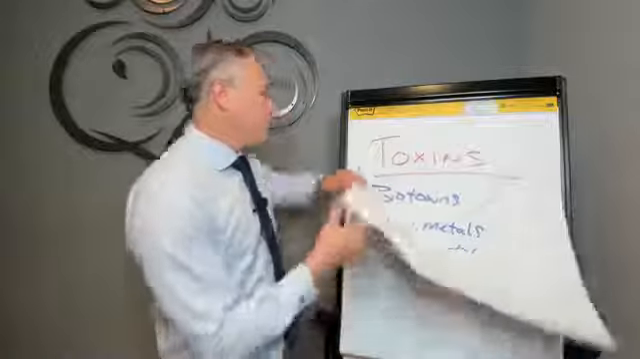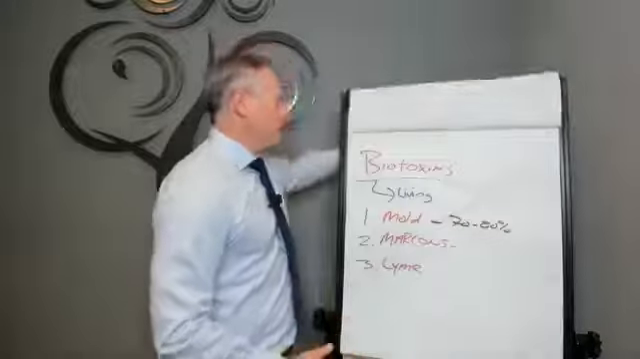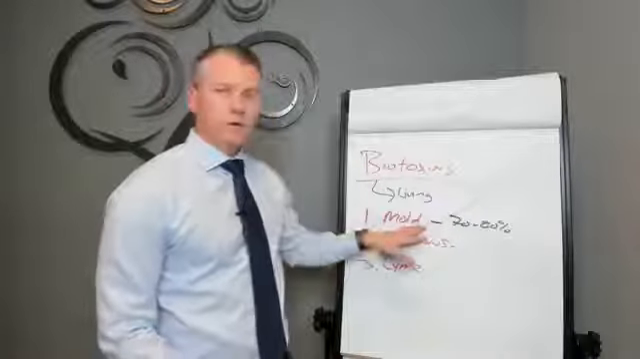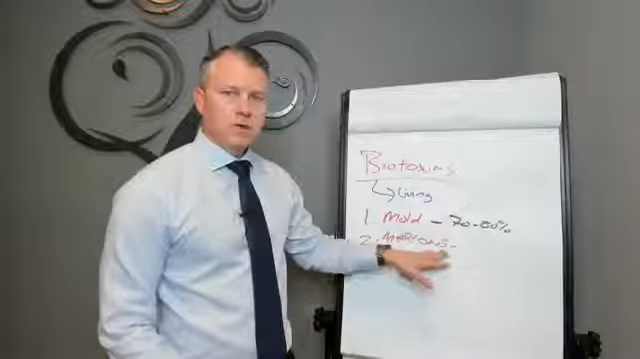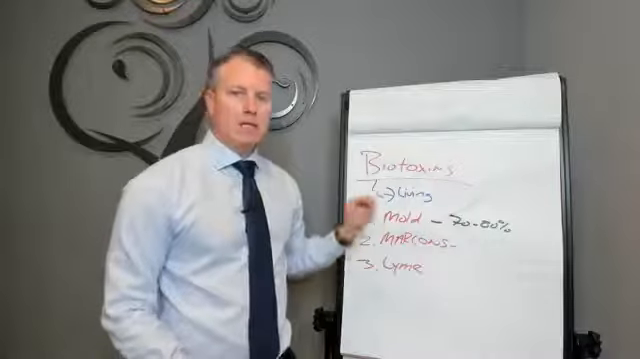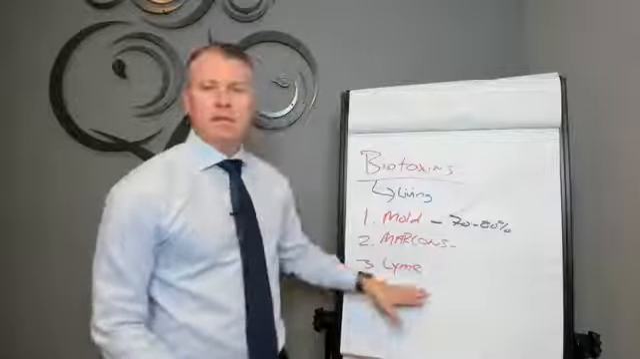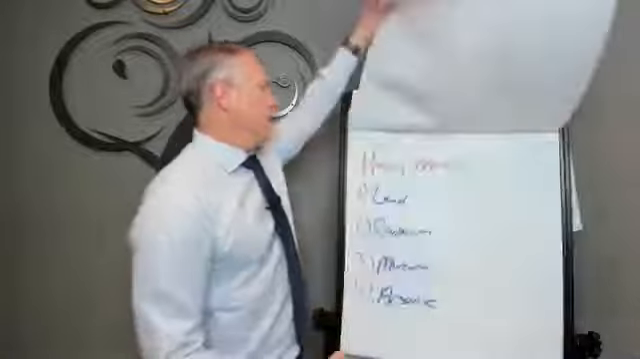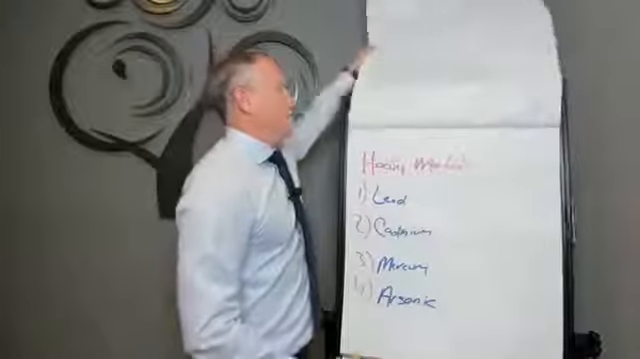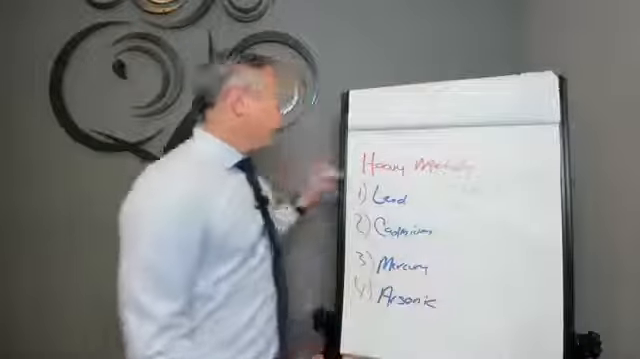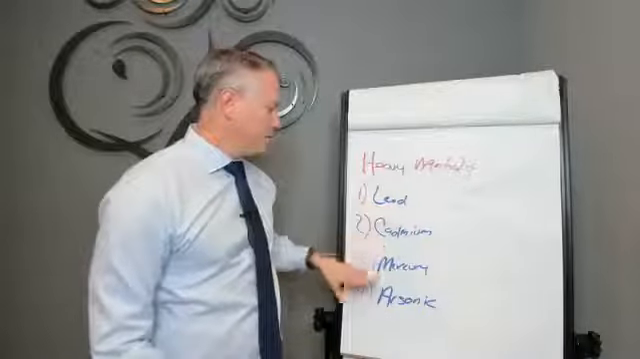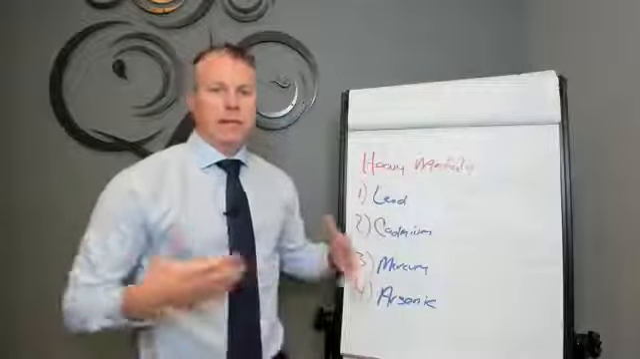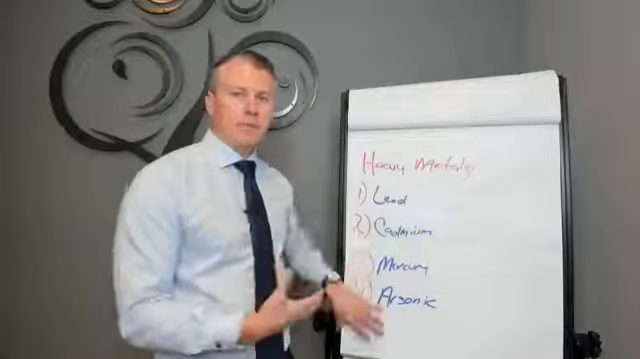So if we look at biotoxins, again, bio means living, it's a living organism that produces toxins. We have mold, we have MARCoNS, which is a multi-antibiotic resistance bacterial infection, and then we have Lyme disease. These are the 3 most common types of biotoxins that we specifically see. And then we look at the heavy metals, and we see lead, we see cadmium, mercury, and arsenic, and we'll talk about how these exposures, where we can get these types of exposures and how they can impact our body.